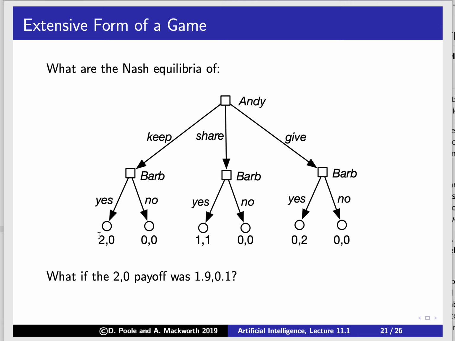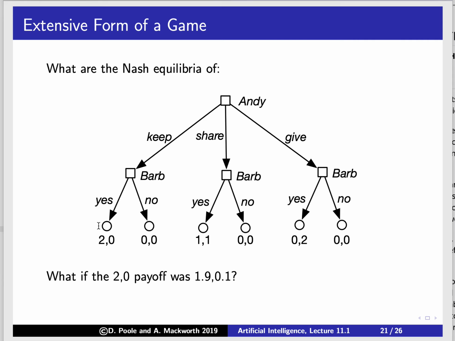So at this point here, Barb has an incentive, right? So Barb is better off saying yes here. So this one here, this 2-1 is now 1.9, 0.1. 0.1 is bigger than 0. So Barb has an incentive to say yes. And as soon as Barb says yes, Andy has an incentive to keep. Because then there's only one Nash equilibrium.